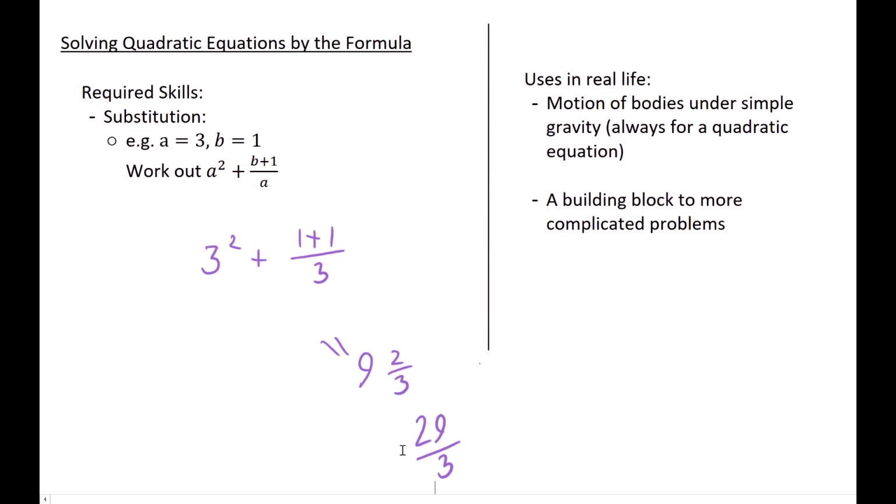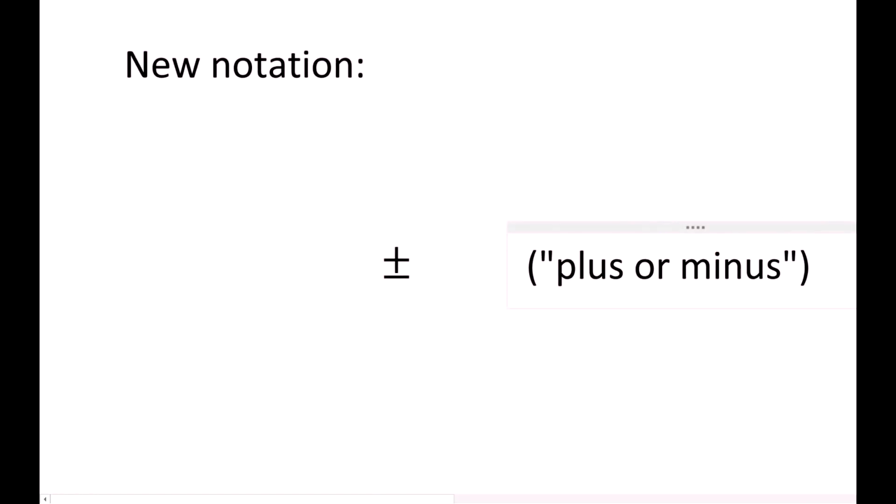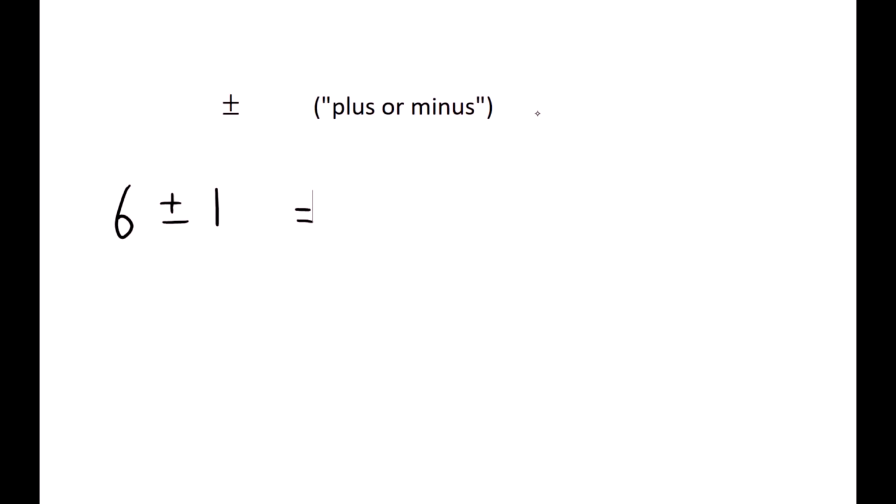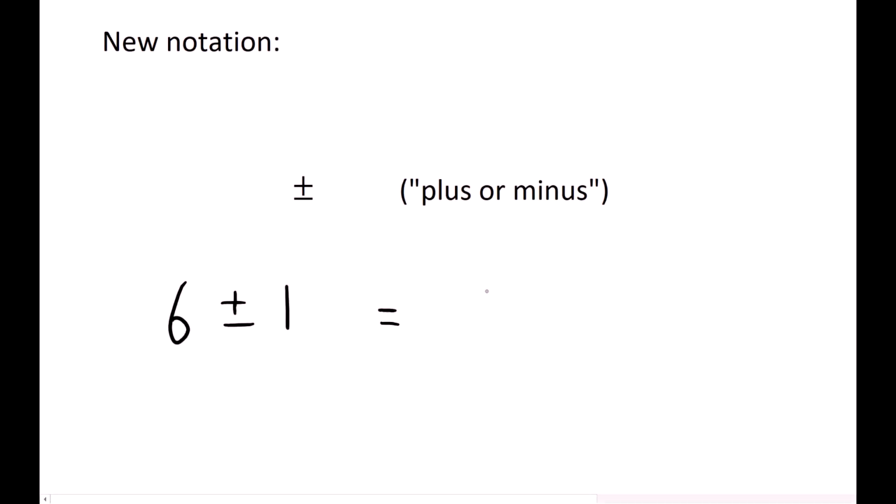Okay, let's get started. Before I go any further, we have some new notation for this kind of stuff, and that is this symbol here. It's basically a plus sign on top of a minus sign, and it's called plus or minus. So if I had 6 plus or minus 1, I would have two possible answers. It could either be 7 or it could be 5. It could be either of these two answers. We don't know which one, so we have to include both of them.